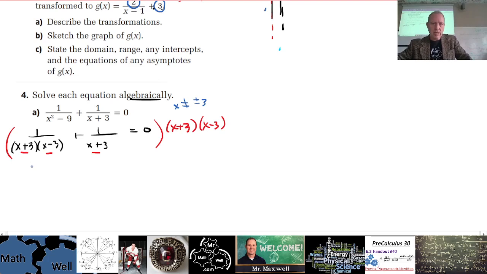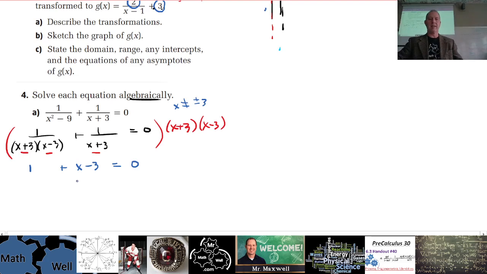So this is going to be just a 1. When I multiply these two times this one, the x plus 3s are going to cancel out, so this is just going to be x minus 3 left on top. And of course, anything times 0 is still 0. So this one simplifies to something really, really nice and simple.